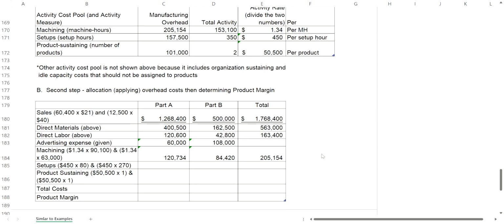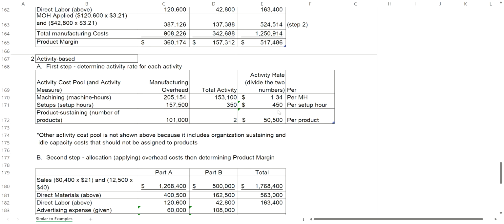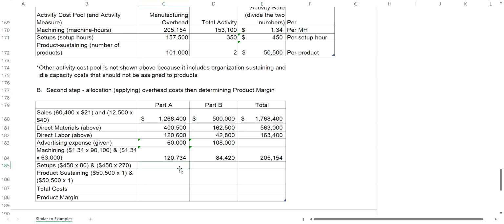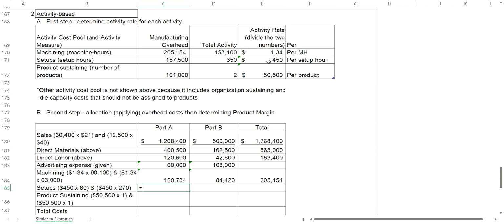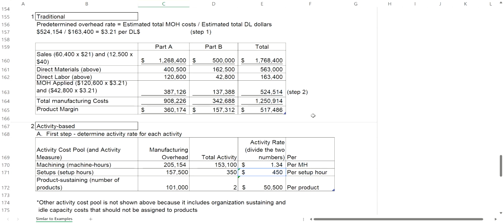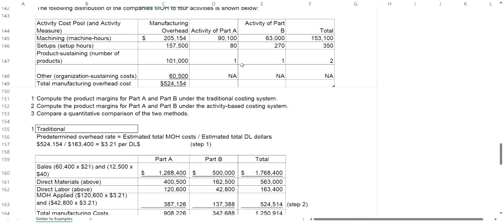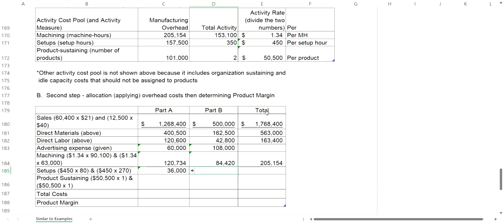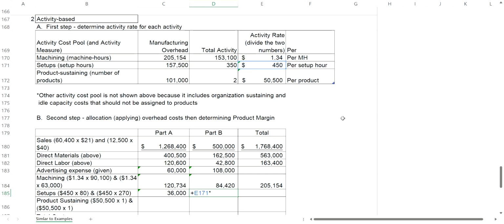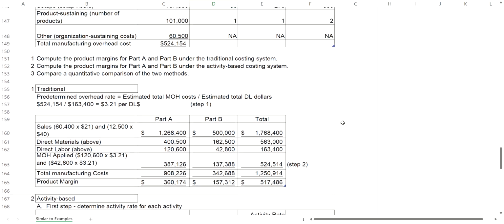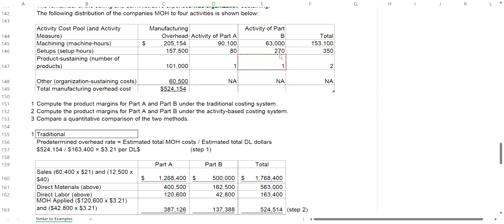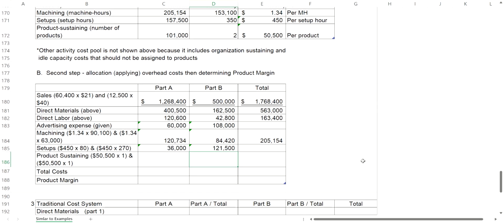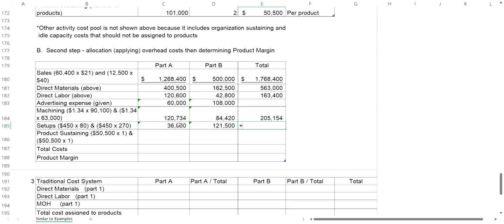Okay, next I'll do setups. The activity rate for setup was $450 per setup. So for product A, I will take $450 times, I'll go back up here to get the number of setups for product A, which is 80. And for product B, $450 a setup times the number of setups for product B, which is 270. Okay, and then I will add those together.